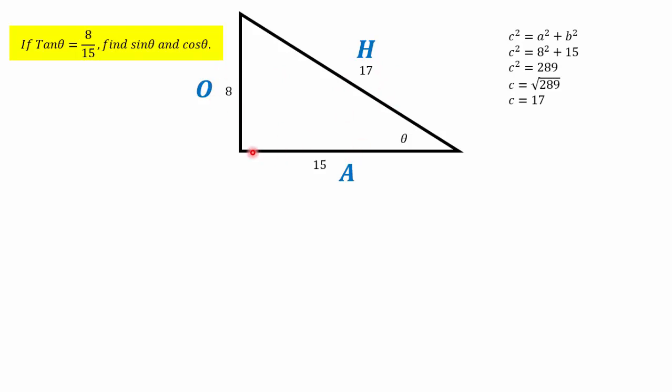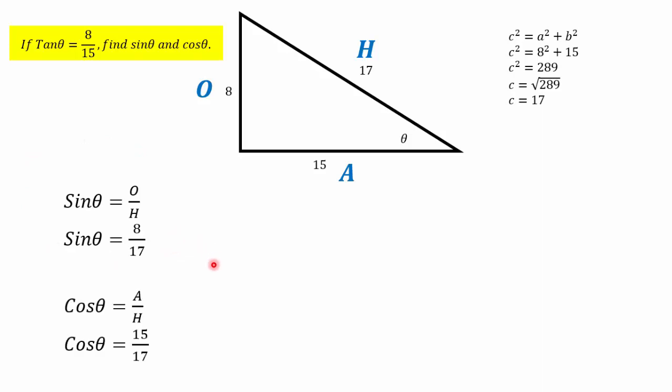Once you've got your three sides, you can figure out all the other ratios simply by using the same system that was used previously. So sine O over H, cosine A over H, and the others very similarly.